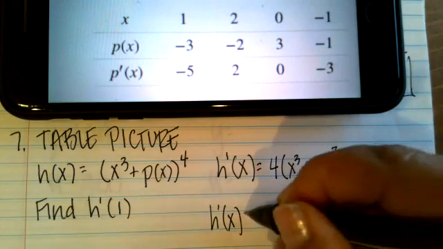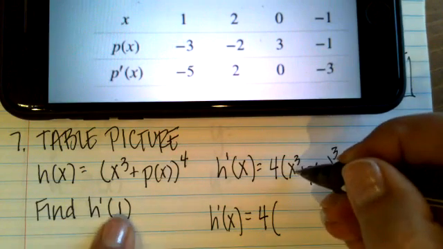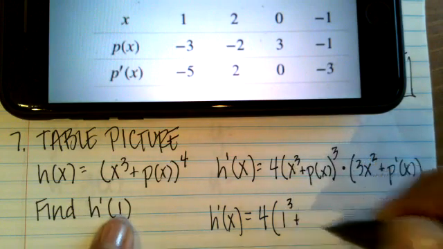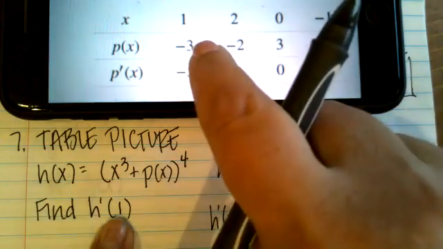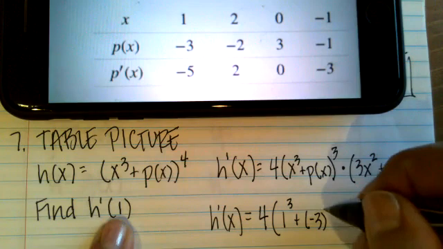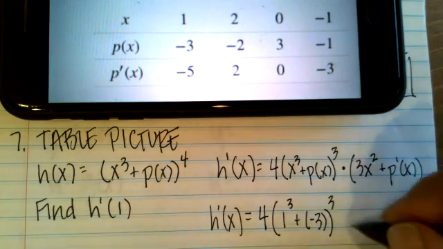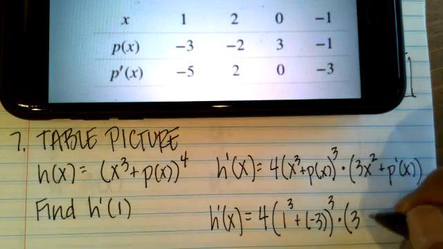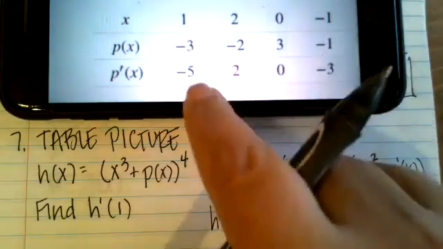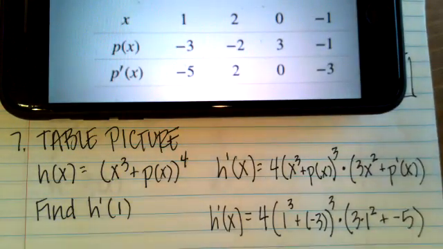The derivative at 1 would be, I'm going to keep that 4. X is just 1. We're plugging in 1. So that's 1 cubed plus P of 1. P of 1 is right there. Negative 3 all cubed. So that matches that. And then times 3 times, well, X is just 1 again, plus P prime is negative 5. There, I plugged it all in.